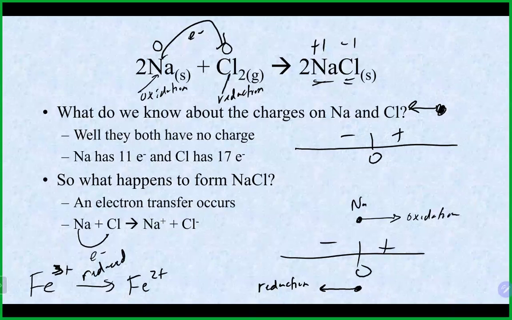So even if you have the same element and they're all metals involved, you still use that number line to figure out what is being oxidized and what is being reduced in this particular case.